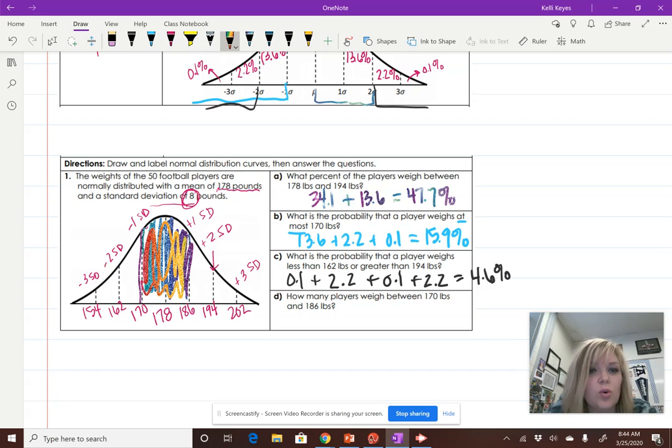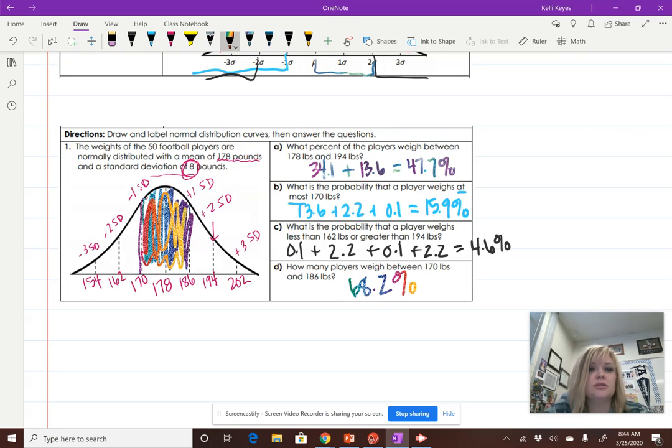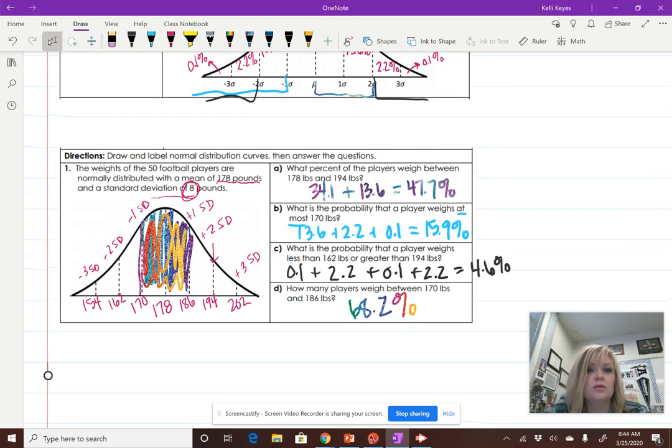So 1 SD below and 1 SD above is 68.2% of the players.